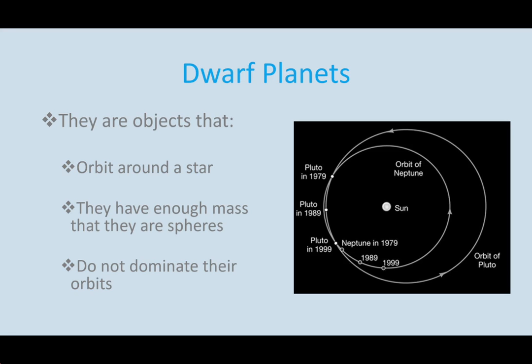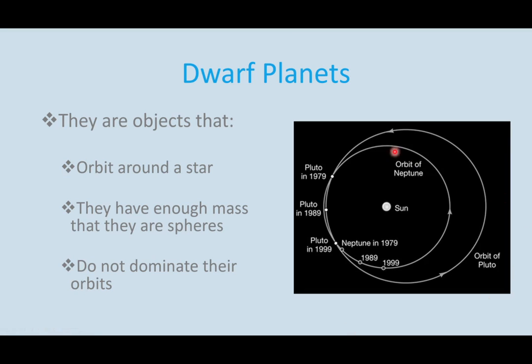So dwarf planets, again, are objects that orbit around a star, similar to planets. They have enough mass that they are spheres, so again, like planets. But the key characteristic is that they do not dominate their orbits. If we look here, we can see an example of what we mean by this.